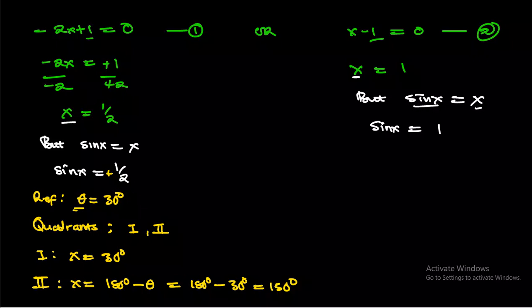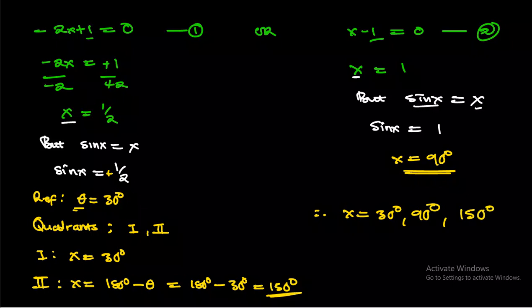Now, sin x is equal to 1. We don't even need to start looking for the reference angle, because we only have one angle which gives sin x is equal to 1, and that special angle is 90. Sin 90 gives us 1. So the value of x therefore is going to be equal to 30 degrees, followed by 90, then 150. So this is how I made this very interesting and very straightforward.